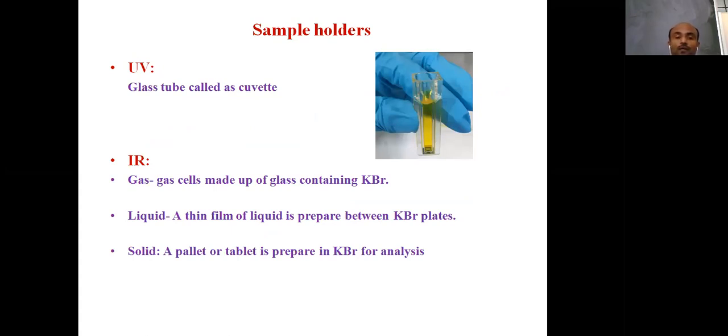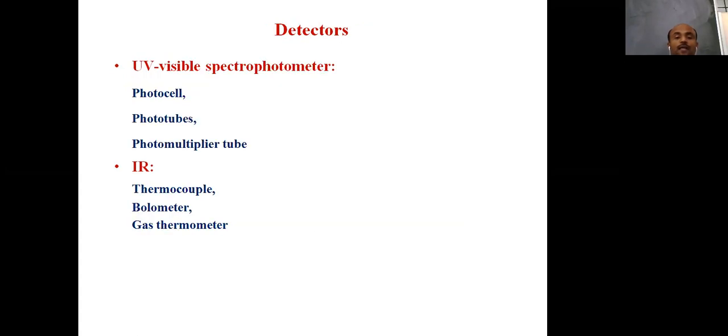In UV, we use a glass tube as a sample holder, which is also called a cuvette, while in IR spectroscopy, depending upon the physical state of the sample, the sample holder changes. For gas, a gas cell is used and it is made up of KBr. For a liquid sample, a thin film of liquid is prepared between KBr plates, while for solid, pellets or tablets are prepared in KBr for further analysis.